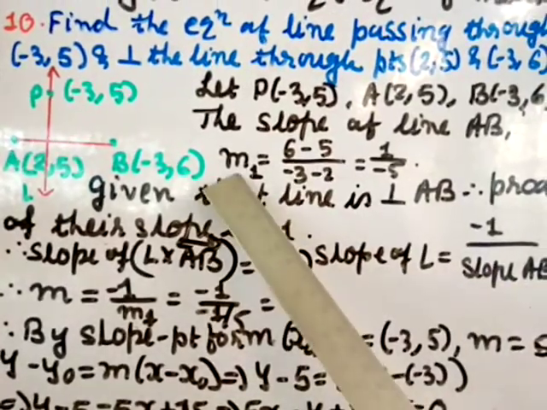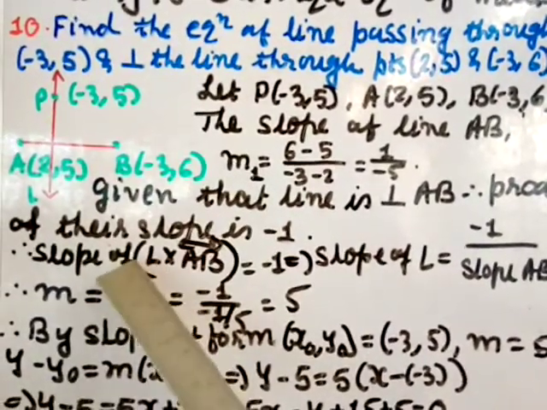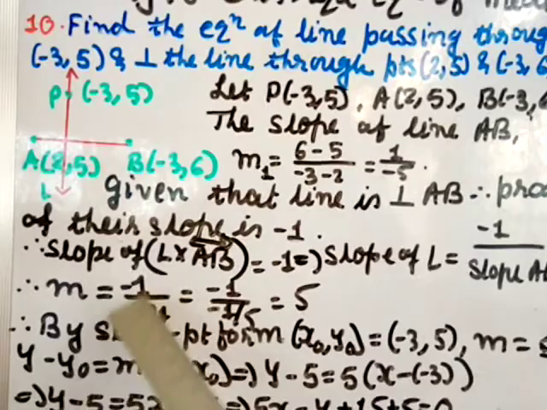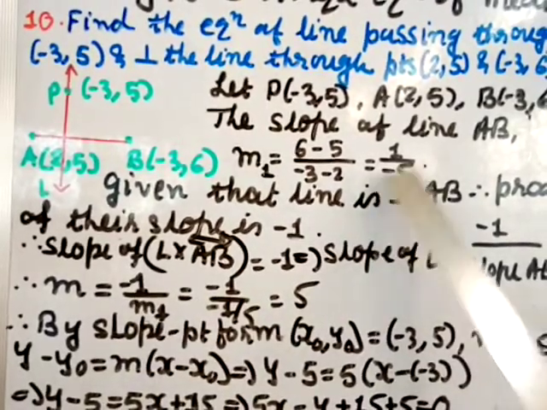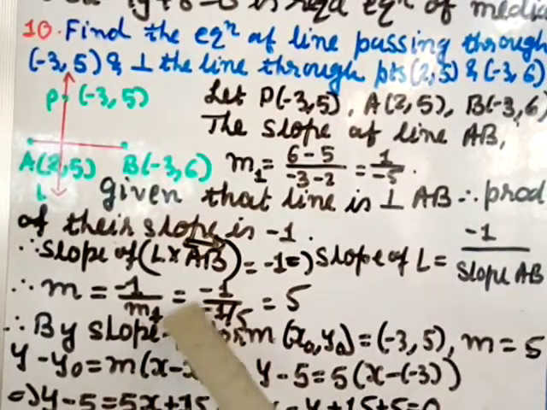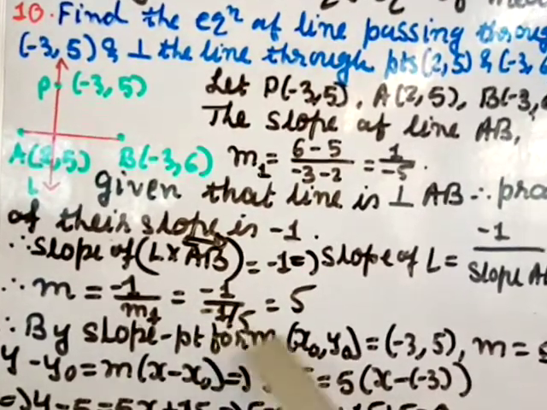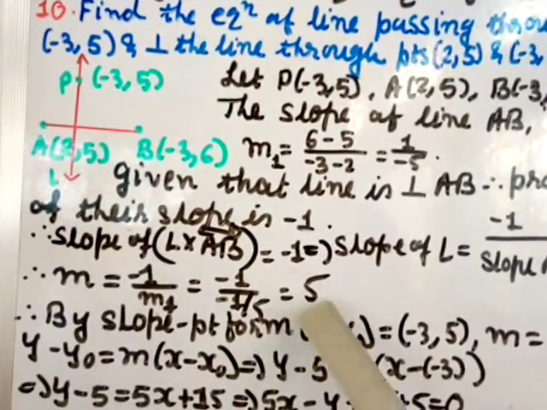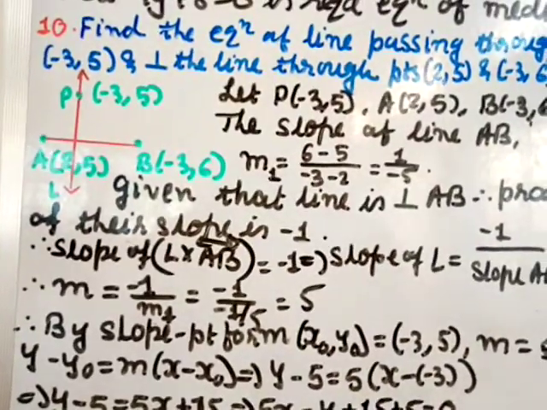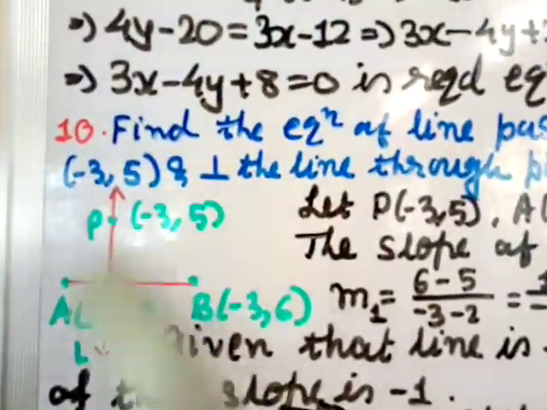Slope of AB you are taking as m1. So this slope of L you call as m equal to minus 1 by m1. Put the value of m1 as minus 1 by 5. So equal to minus 1 divided by minus 1 by 5. Minus minus plus, 5 you take up, so you get m value as 5. Now you have got the slope, you have got the point P which is on the line.